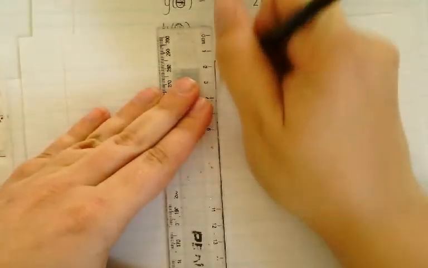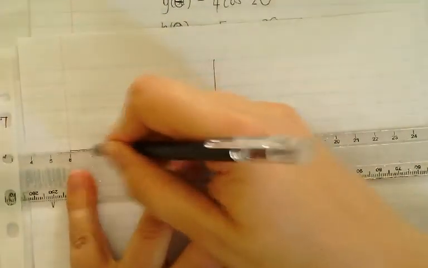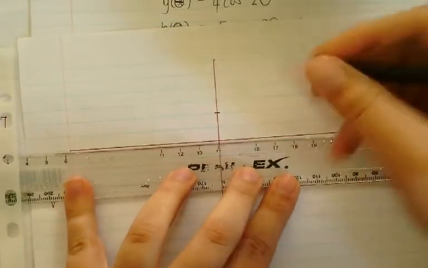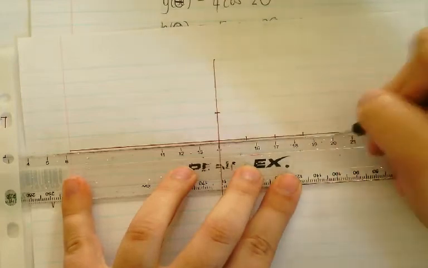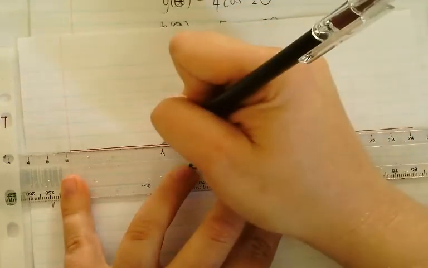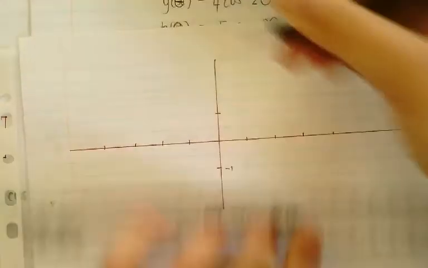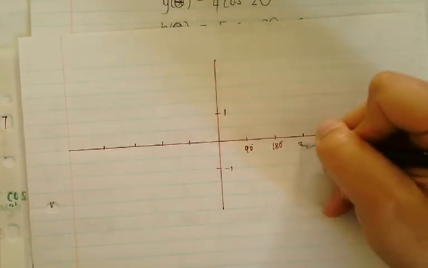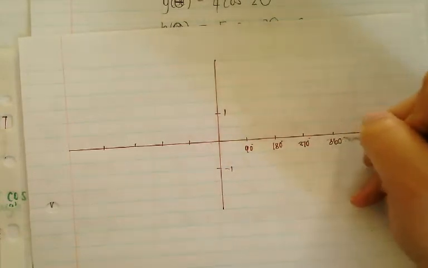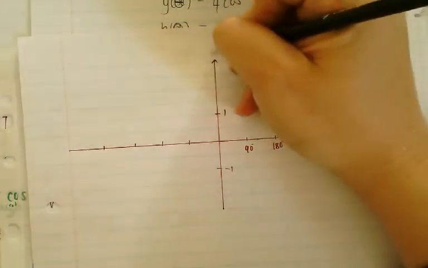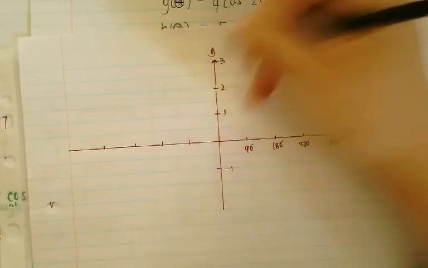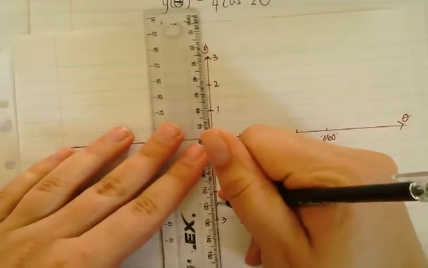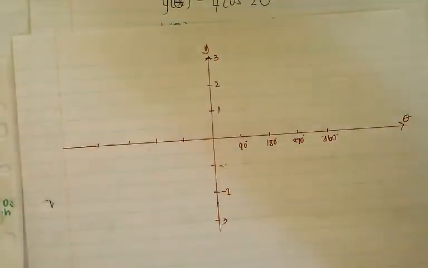So I'm just going to draw a very brief mother sine graph. So there's 1 and minus 1, 90, 180, 270, 360, and that is my theta. I'm going to leave it as theta. That's y. That would make it 2, that would make it 3, that would make it negative 2, and that would make it negative 3. Okay, so drawing a mother sine graph.